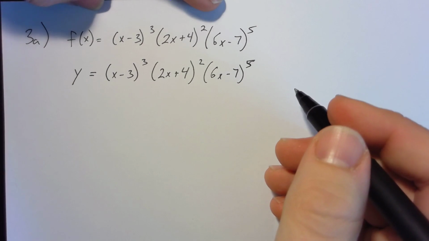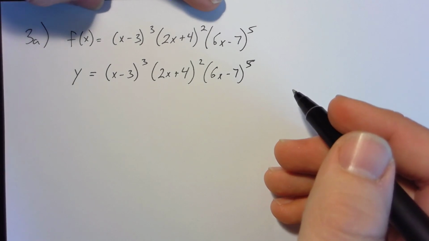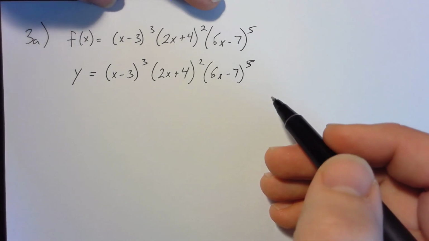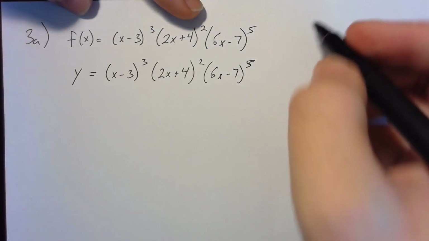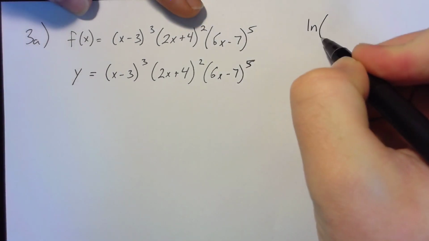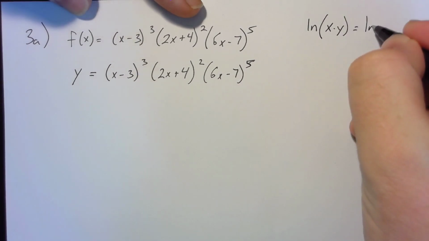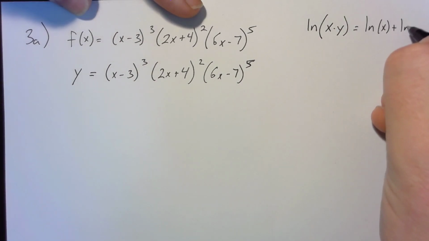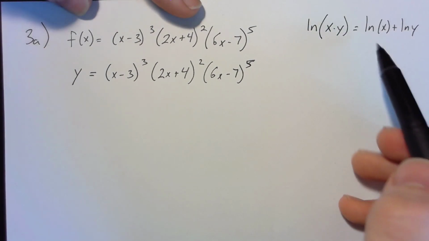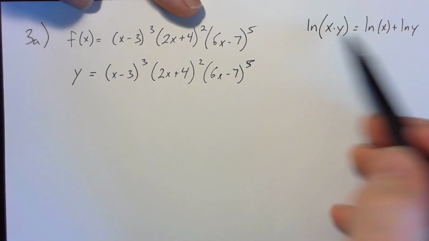Hopefully in the last section of material you reviewed your rules for logarithmic and exponential functions. Remember, one of the rules for exponentials and logs, specifically logs, is that the natural log of x times y is the same thing as the natural log of x plus the natural log of y. Now you're thinking to yourself, how is this ever going to help us? I don't want to introduce logs to this problem.